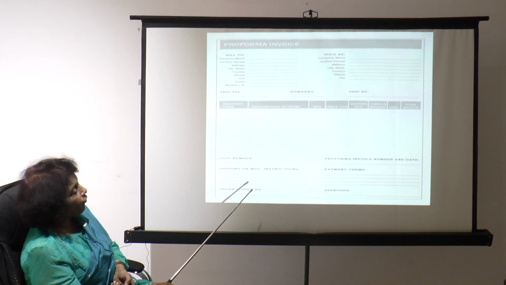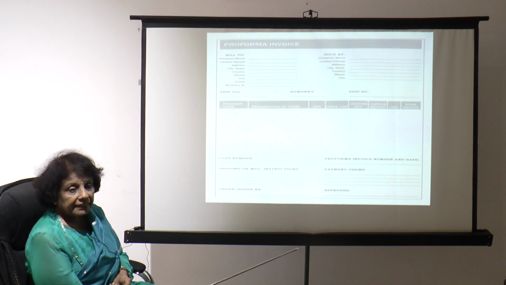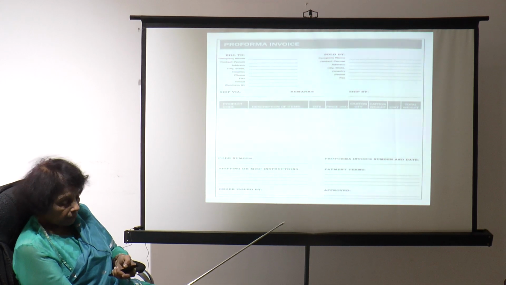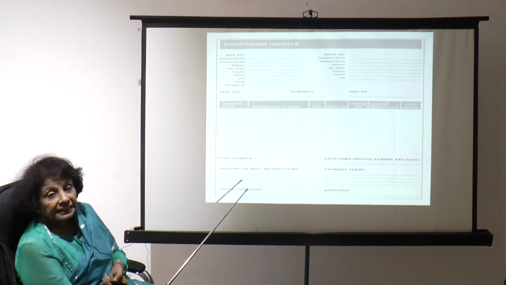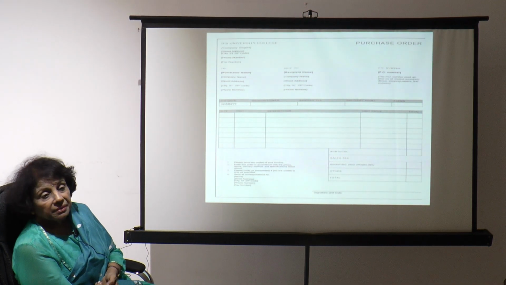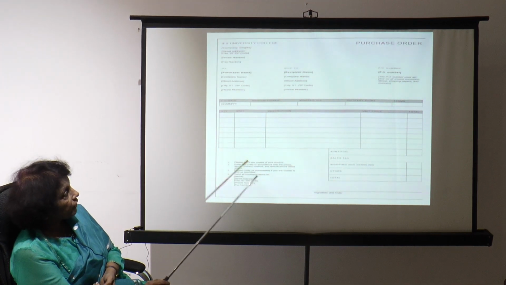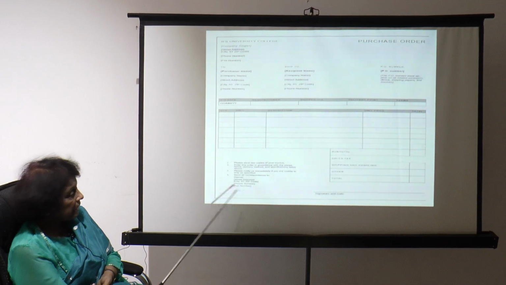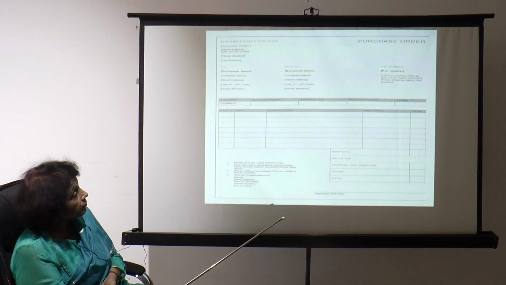So, this is a pro forma invoice. It is also given in the textbook; you can read it there. Now, this is also a pro forma invoice. It can be read in the textbook. A purchase order, sorry. A pro forma invoice is given by the seller. A purchase order is given by the buyer. This can be read in the textbook.